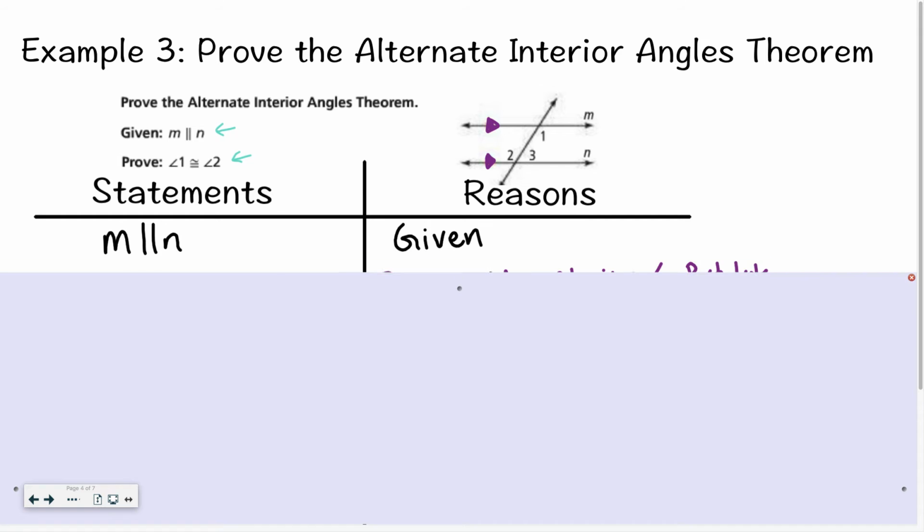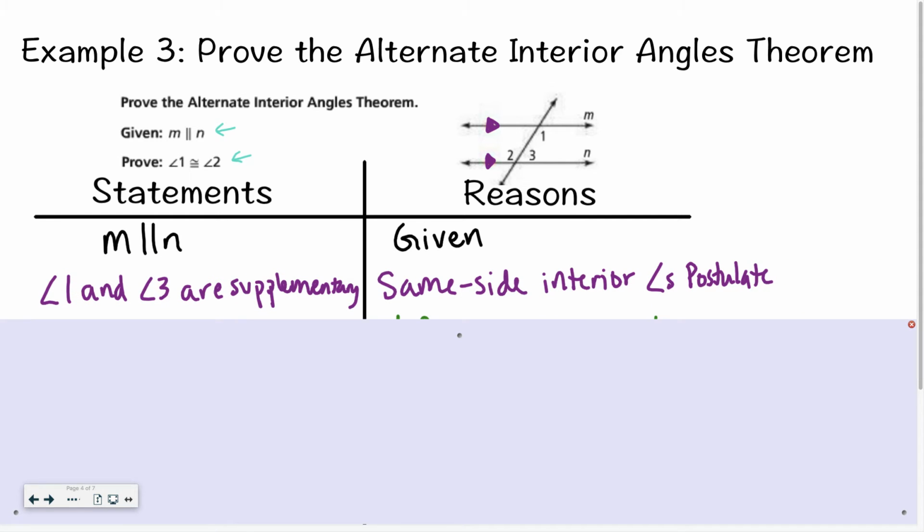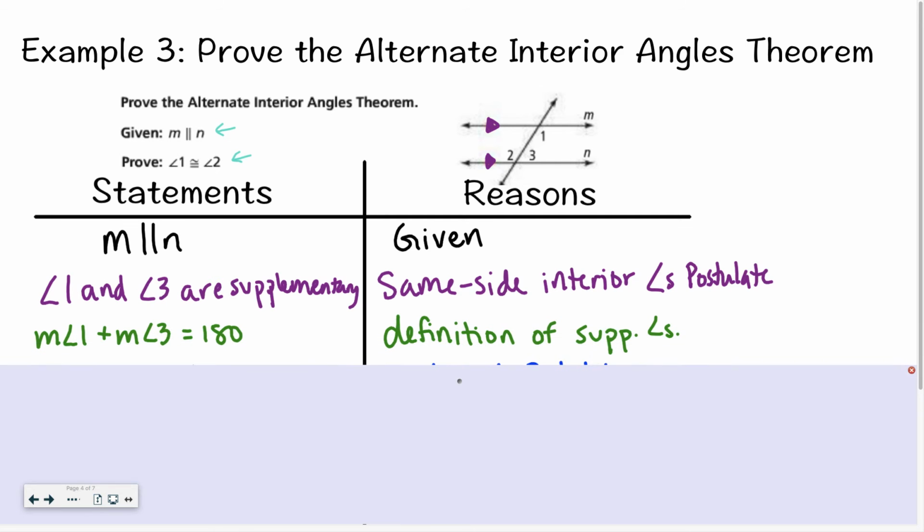So I'm going to write angle 1 and angle 3 are supplementary because they are same side interior angles. So I'm going to use the same side interior angles postulate. Then, supplementary means that they add up to 180 degrees. So I'm going to switch this. Instead of talking about the drawing, the angle 1 and angle 3, I'm going to talk about the measures of angle 1 and angle 3. So I can use numbers. So measure of angle 1 plus measure of angle 3 equals 180 by definition of supplementary angles.